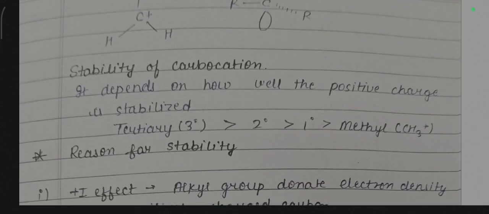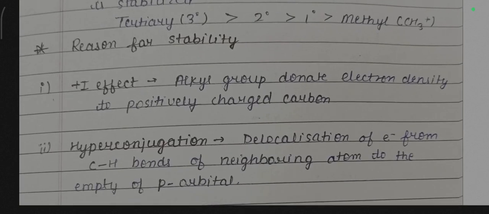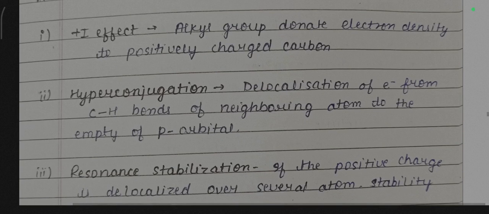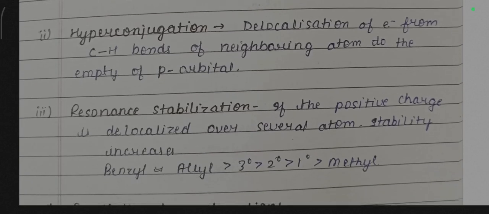Stability of carbocation. It depends on how well the positive charge is stabilized. First, tertiary is greater than secondary, greater than primary, greater than methyl. Reason for stability: plus I effect. Alkyl groups donate electron density to positively charged carbons. Hyperconjugation, delocalization of electrons from C-H bonds of neighboring atoms to the empty p orbital. Resonance stabilization.